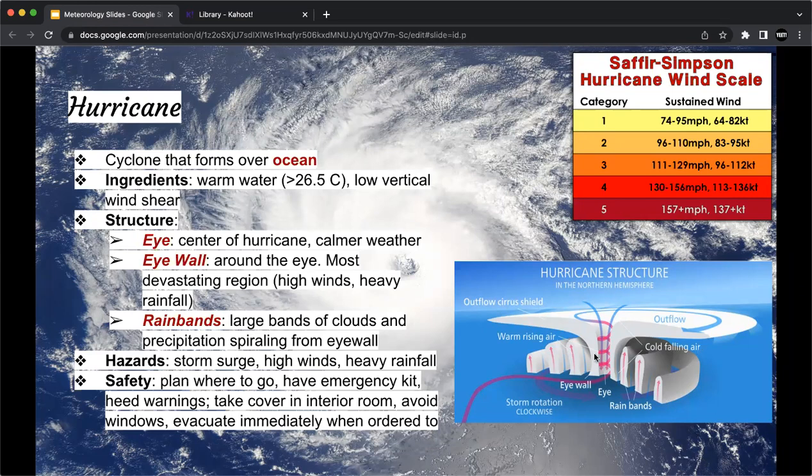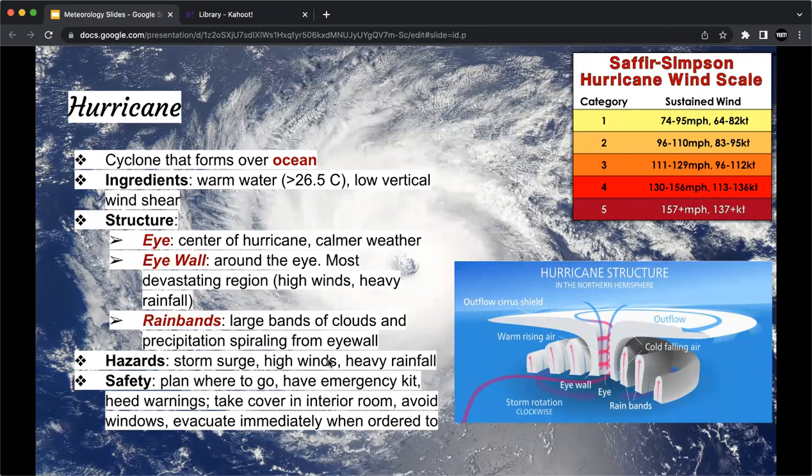And over here, you can see the structure of the hurricane. In the center, we have the eye, and the eye is actually the calmest place of the hurricane. There's not much wind, not much rain. So it's quite calm there. But around the eye, we have the eye wall, and the eye wall is the most devastating part of the hurricane. There's high winds, heavy rains. And then around those, we have rain bands, which are slightly less intense than the eye wall, but there's still lots of rain.